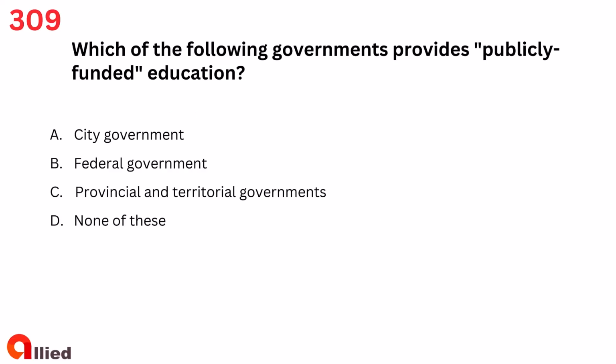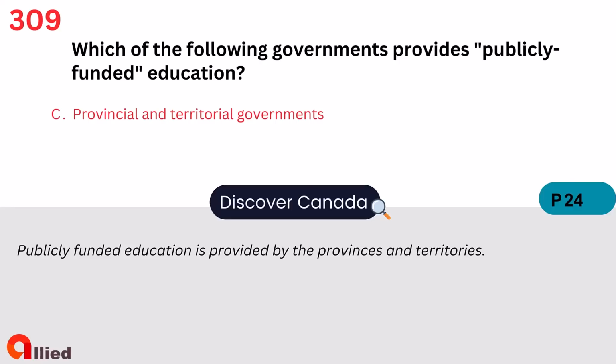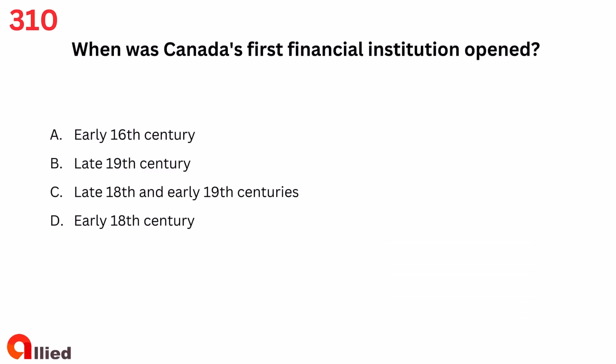Question 309. Which of the following governments provides publicly funded education? A. City government. B. Federal government. C. Provincial and territorial governments. D. None of these. The answer is C. Provincial and territorial governments.